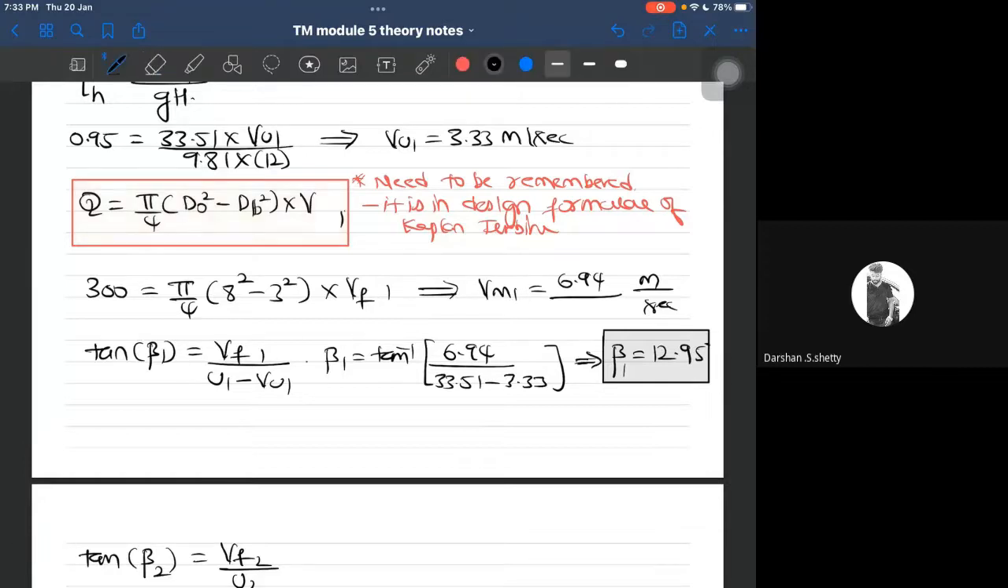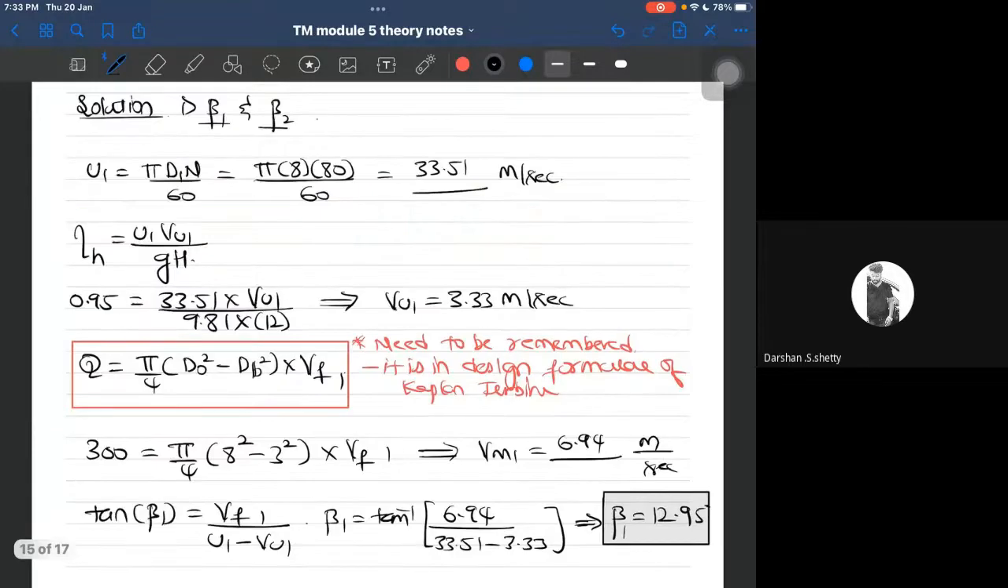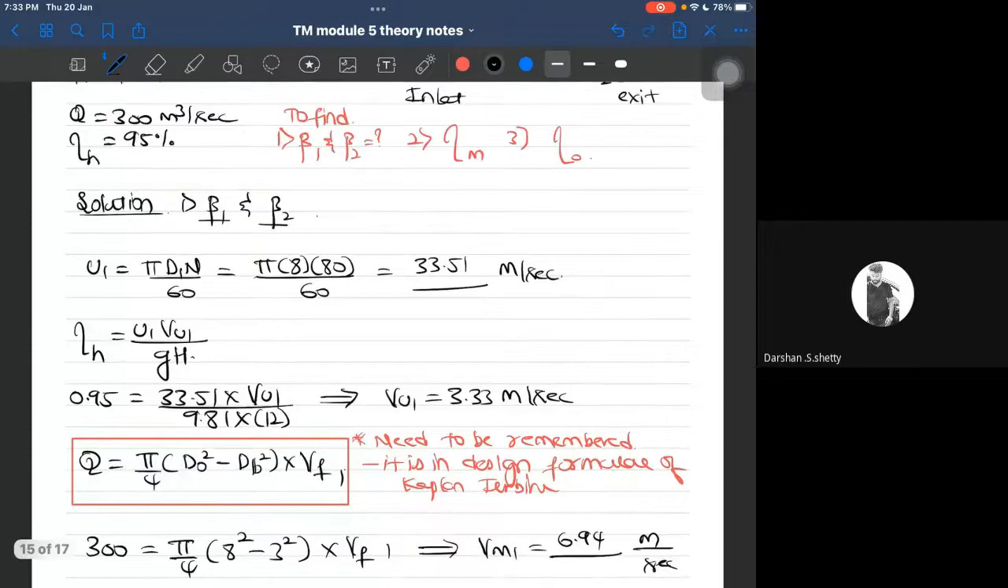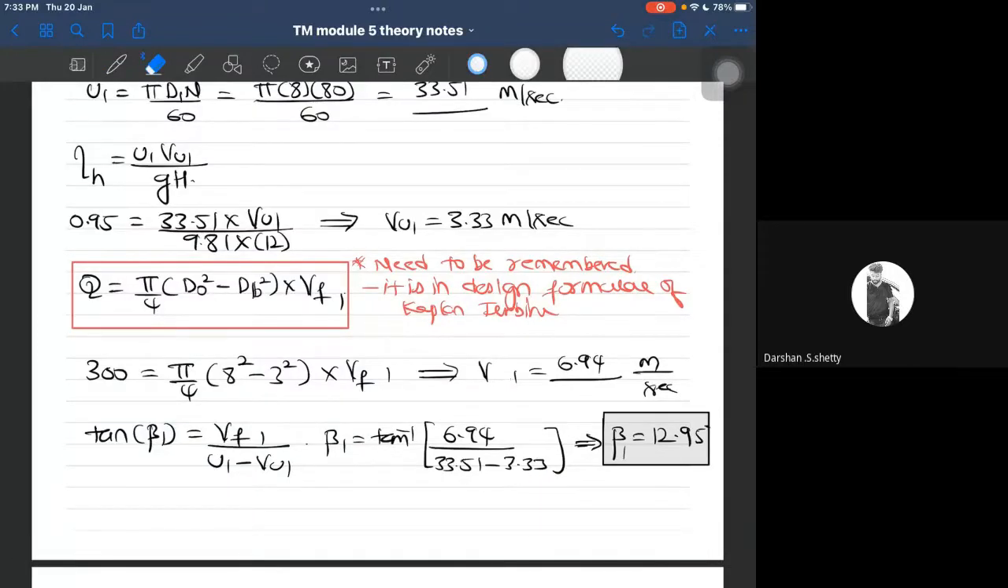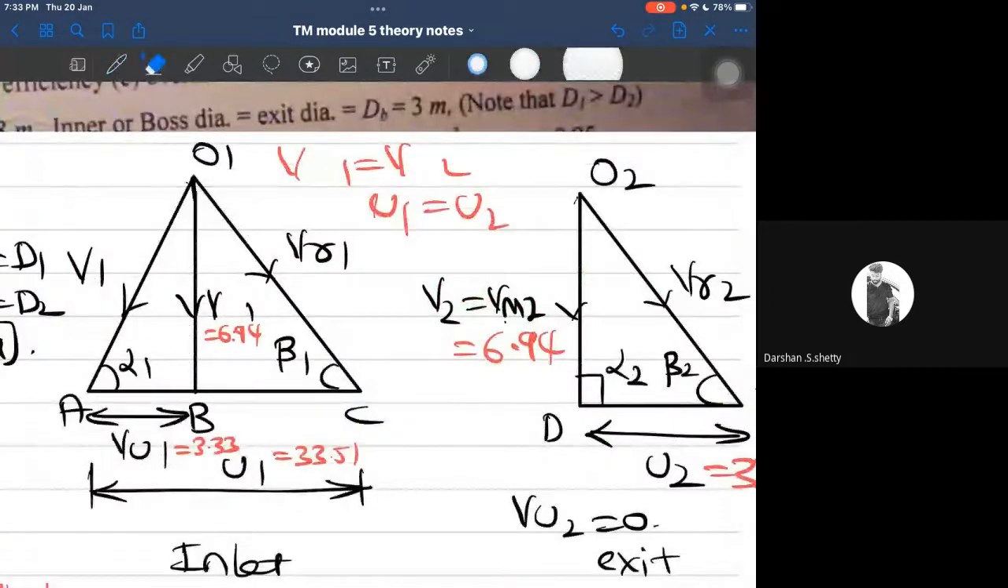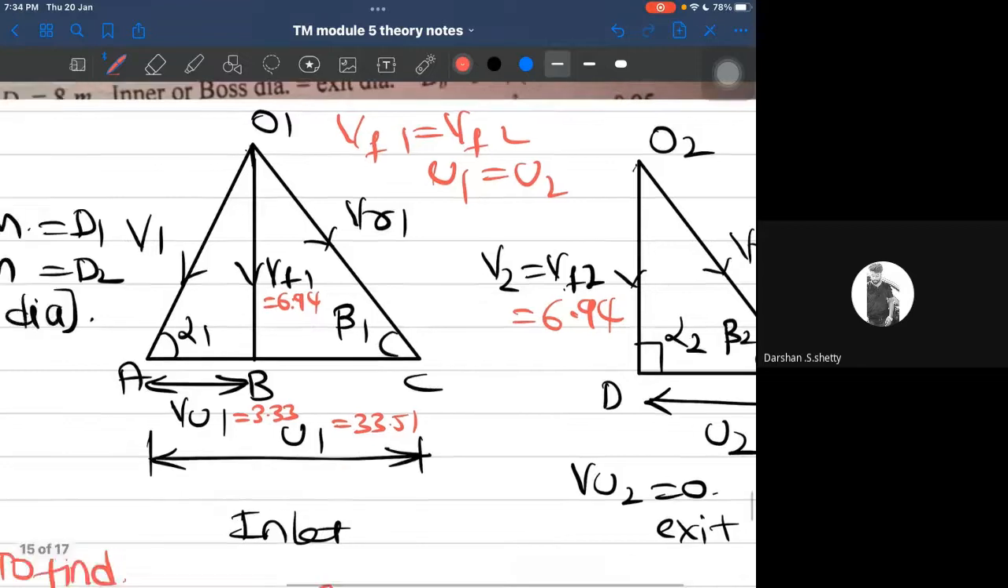I forgot, I'm directly doing the problem. Vf. Anywhere else? Here. So this is Vf. Beta 1, U1, Vf1. Okay, done. So even in the velocity triangle as well, this is Vf, because it is an axial flow machine, and that is why your U1 would be equal to U2.